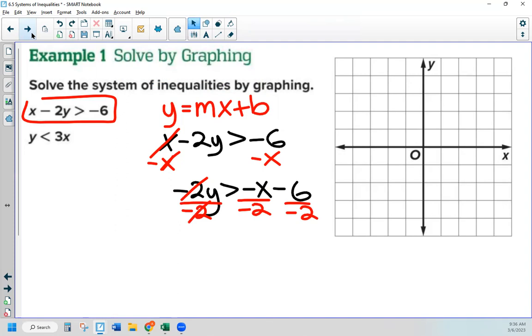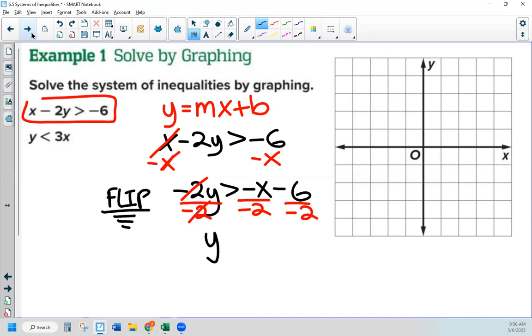Now, please don't forget, the rules still apply. We divided by a negative number. Did y'all forget about this? We must flip the sign. So in order for us to have a true inequality, we need to flip the sign.